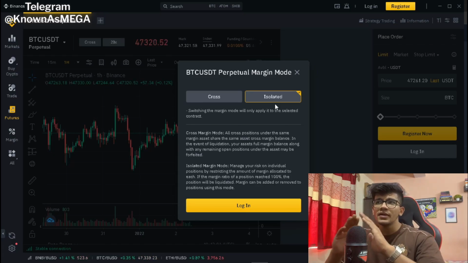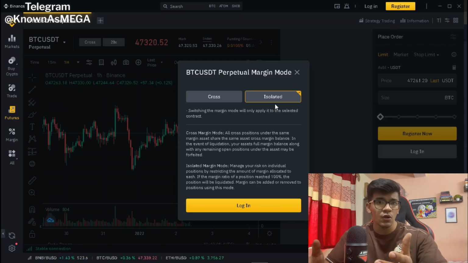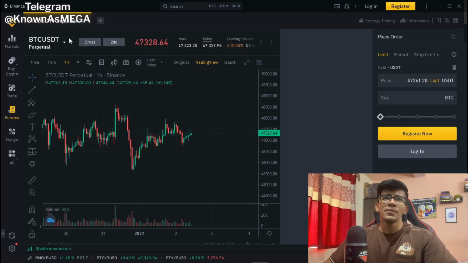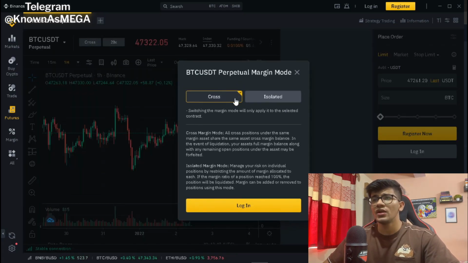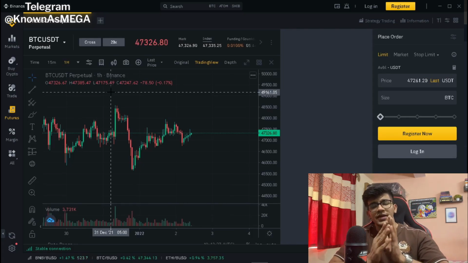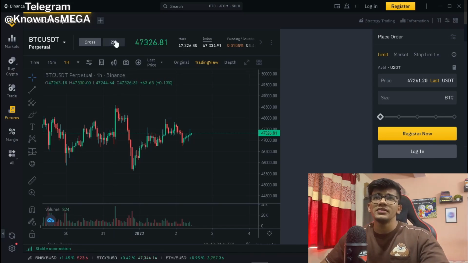That is why all beginners should use isolated mode, because it does not put your whole account at risk. But obviously, if you are using proper stop loss, proper risk management and position sizing, then it does not really matter whether you use cross or isolated. Personally, I like to use cross because you can adjust your leverage and make some modifications, but in isolated you cannot do that much. Obviously, you should follow your risk management and position sizing at all times. So that's how you're going to use leverage.